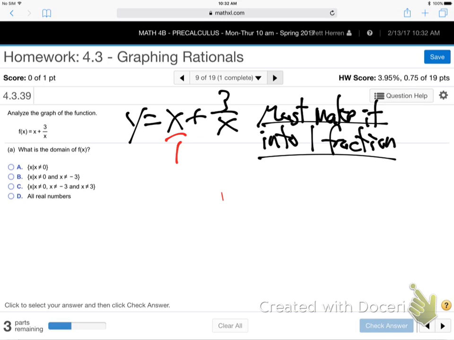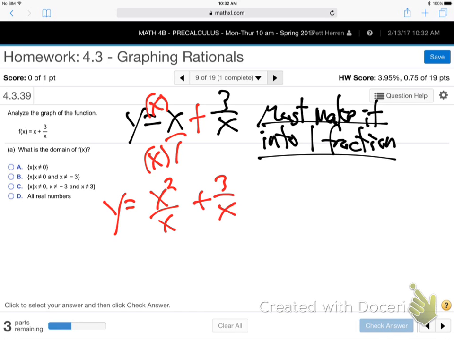Put this over 1, so it looks like a fraction. Then we have to make the bottoms the same. You can only add two fractions when their bottoms are the same. So I multiply top and bottom of that one by x. I didn't change it. Now it's x squared over x plus 3 over x. What is x squared divided by x? That's just x, just a fancy x. Now they have the same bottom, so I can put them together with a common denominator. Now it's x squared plus 3 over x. Now we can do all the normal rules, and it'll work.